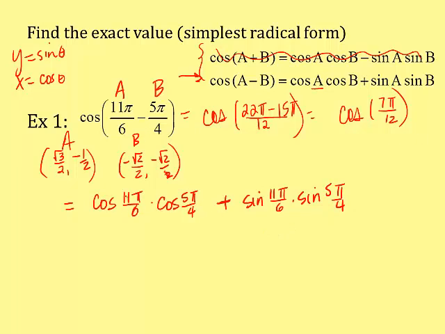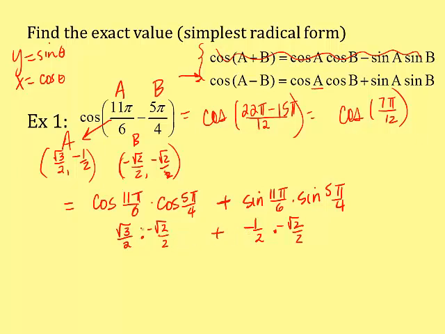What is the cosine of 11 pi over 6? That's angle A. Well, the cosine is square root of 3 over 2, times the cosine of 5 pi over 4, that's negative square root of 2 over 2. Plus the sine of 11 pi over 6, that's negative 1/2, times the sine of 5 pi over 4, negative square root of 2 over 2. Order of operations says I need to do the multiplying first.